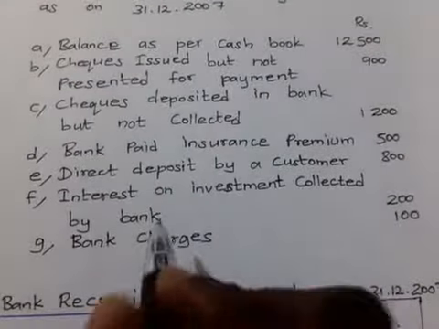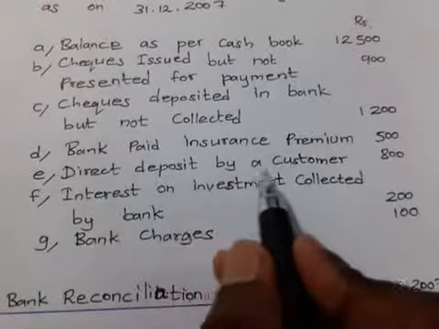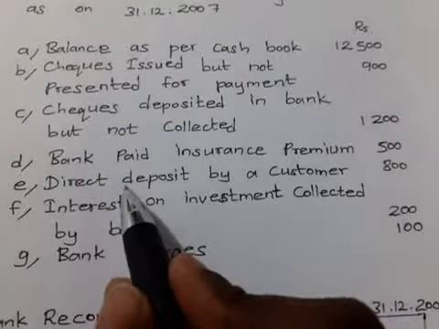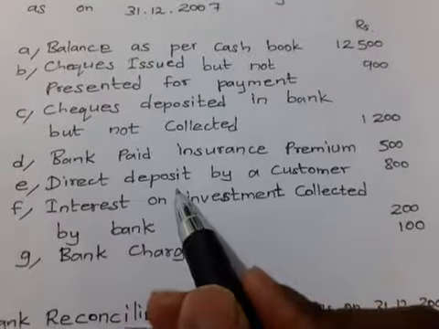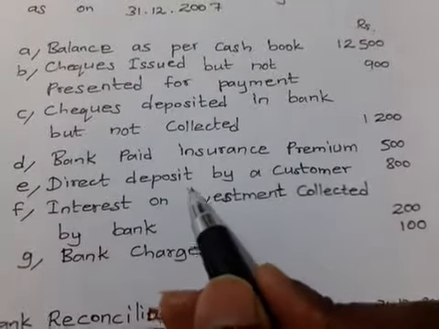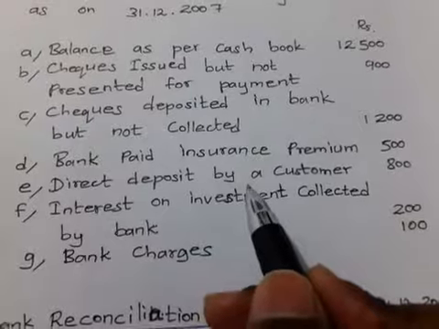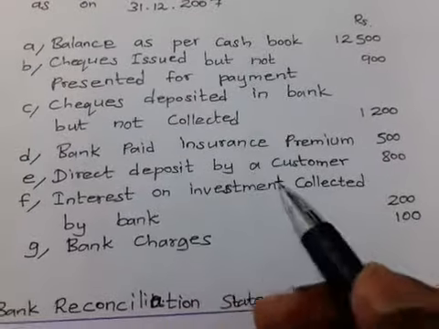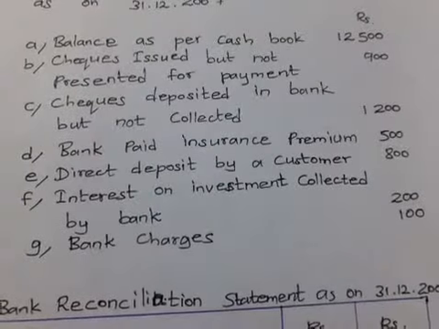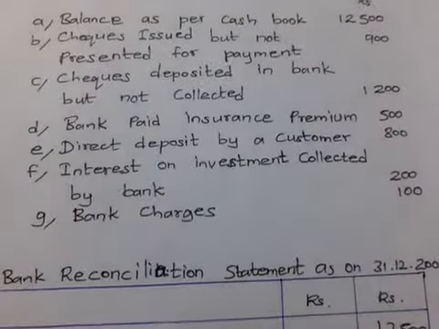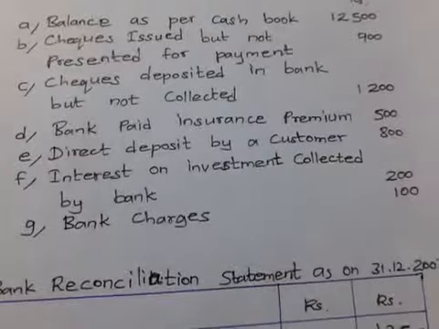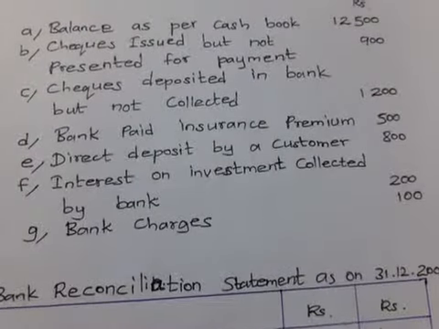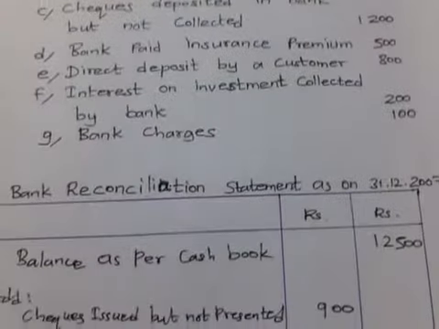The next, direct deposit by a customer 800. So when a customer directly deposits a check or amount to the bank, it has been added already in the passbook, but in the books of the firm it's not added. So we have to add this amount to find out the passbook balance. So the direct deposit increased the bank balance, so we will add the amount.